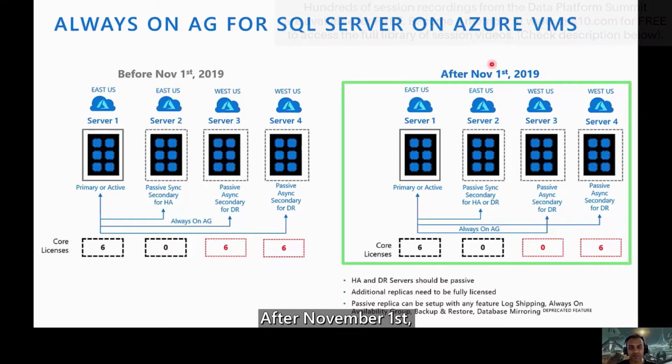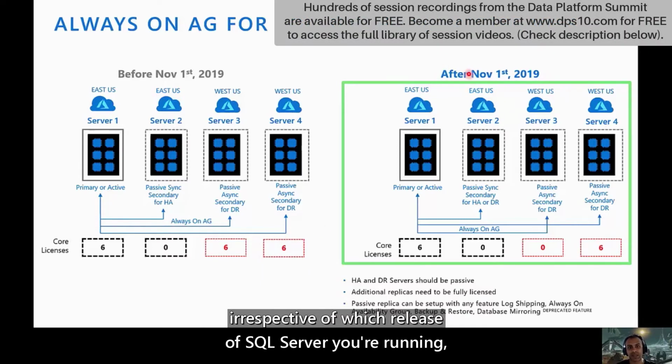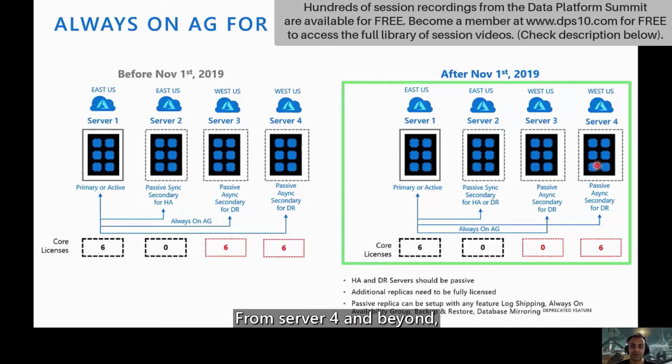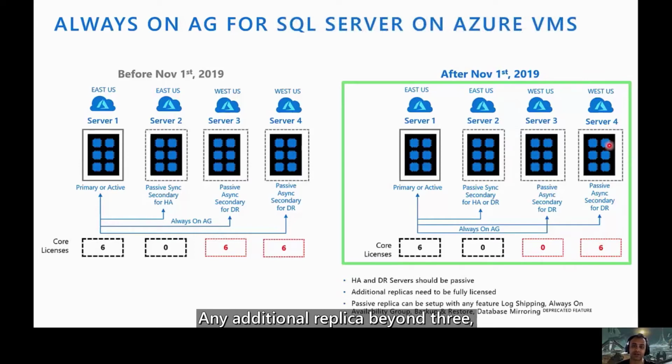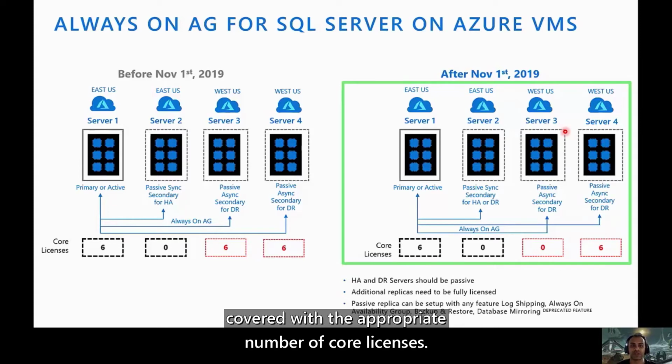After November 1st, irrespective of which release of SQL Server you're running, as long as Server 1 is covered with software assurance, you don't have to pay for any licenses for Server 2. You don't have to pay for licenses on Server 3. From Server 4 and beyond, you would have to pay for the licenses. You see 6 licenses over here. So any additional replica beyond the third replica needs to be covered with the appropriate number of core licenses. So in this case, you're actually getting 2 free replicas, which means 12 core licenses.